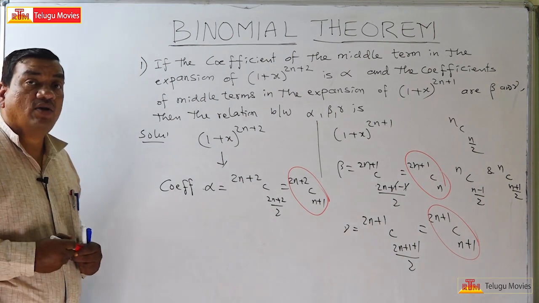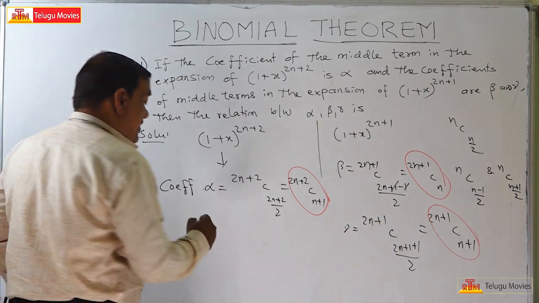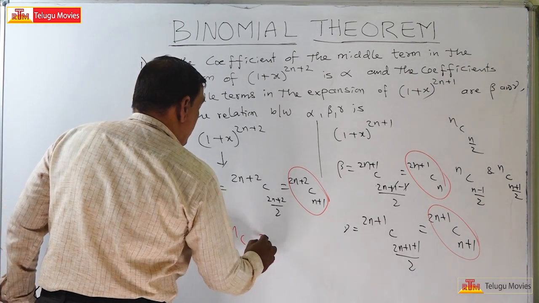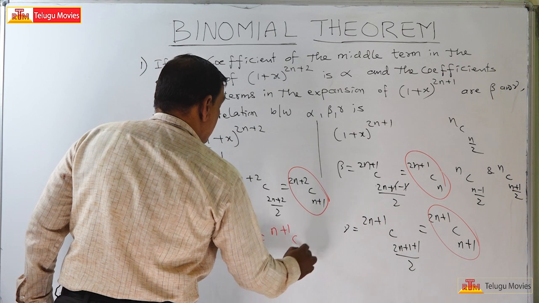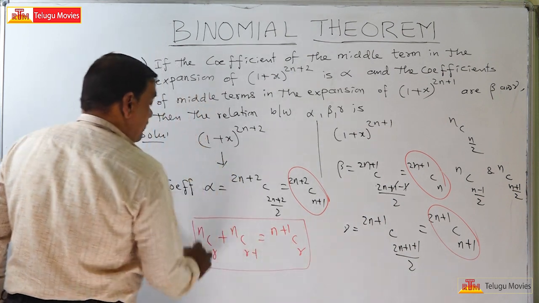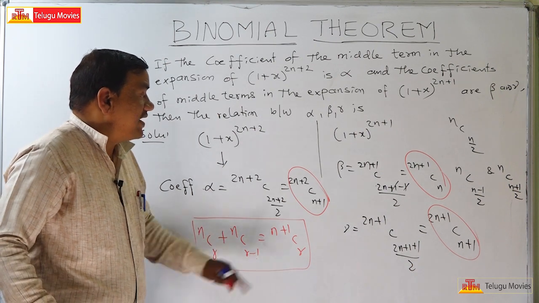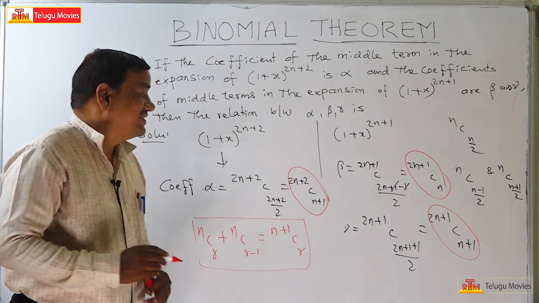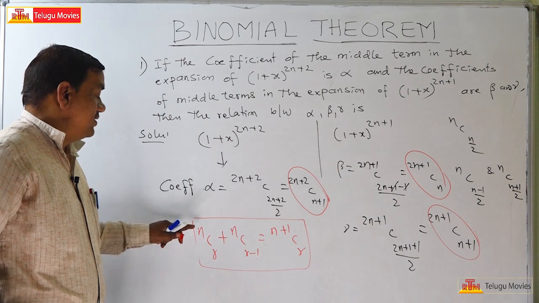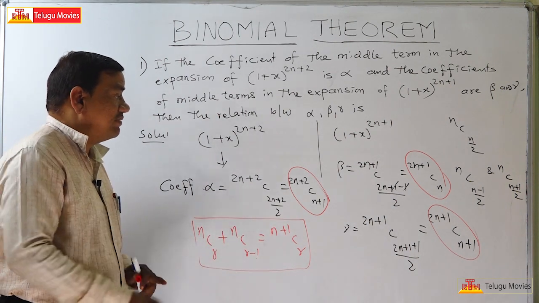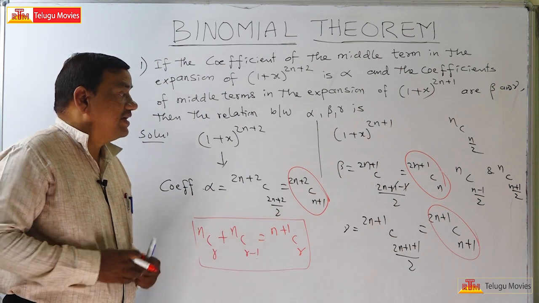We have a formula in permutations and combinations. What is the formula? nCr plus nC(r-1) is equal to (n+1)Cr. So this is the formula we have. Understand? So you have to add nCr and nC(r-1), consecutive terms should be there, and the result is (n+1)C with the bigger r.